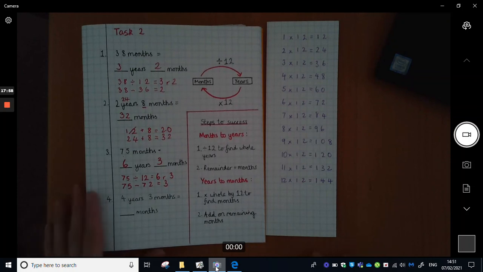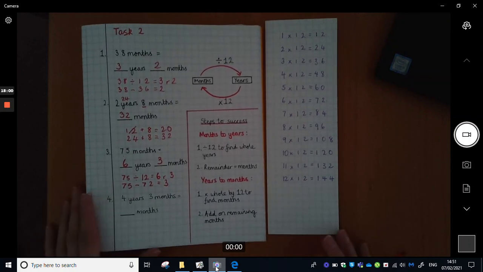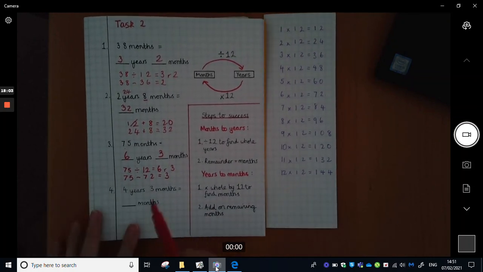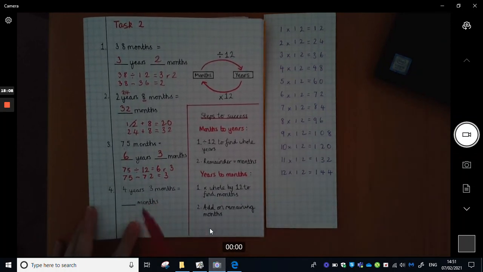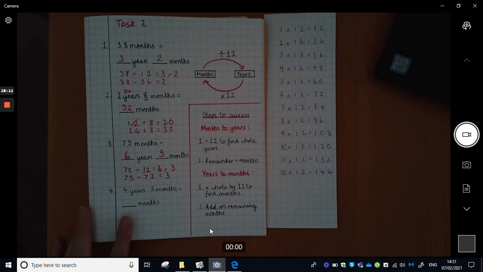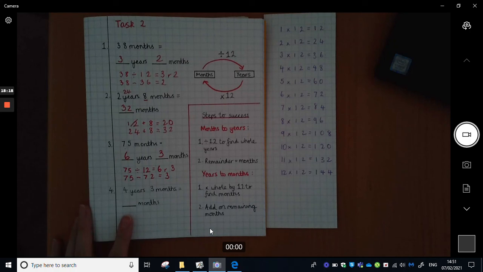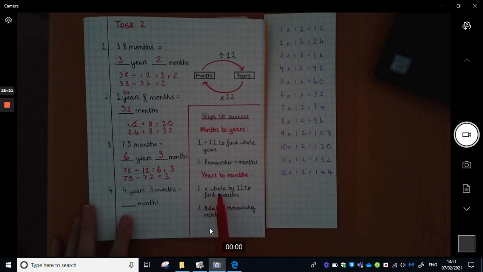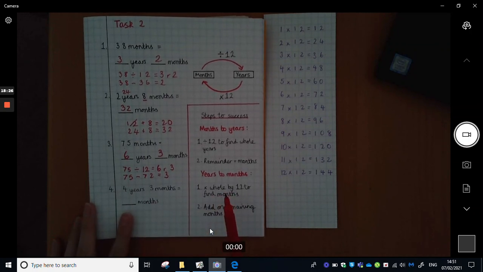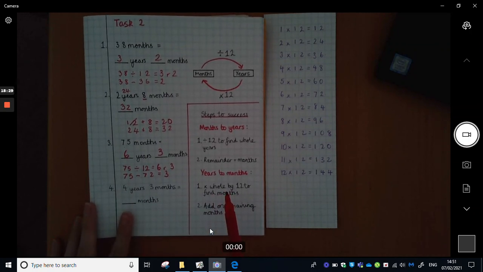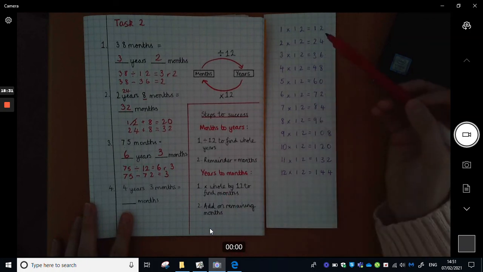Okay, it's exactly the same steps as we were doing for days and weeks, but just with the 12 times table. So let's see if we can just do one more together before you go on your own. So 4 years and 3 months. I want you to think, what's the first thing I'm going to have to do here to change this into months? So think about your steps to success. Okay, so hopefully you've recognised I need to times the whole by 12 first. So I need to do 4 times 12. What's 4 times 12? So you can use this on the side to help you. So 4 times 12 is 48.